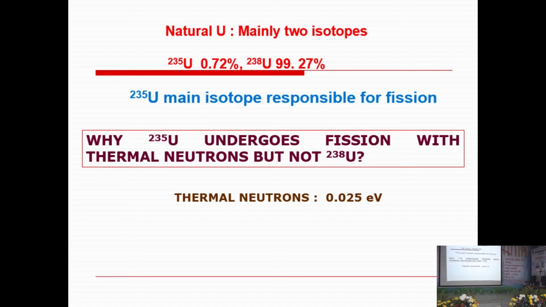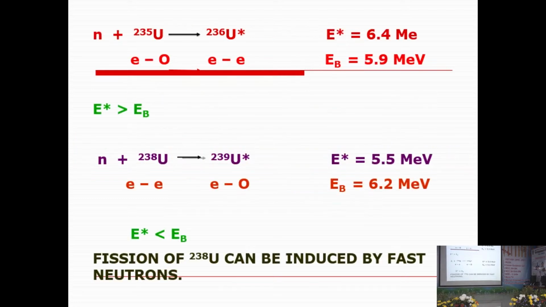Why does uranium-235 only undergo fission with thermal neutrons, but not uranium-238? The thermal neutron's energy is only 0.025 electron volts. When a neutron is bombarded onto uranium-235, which is even-odd, meaning an even number of protons and an odd number of neutrons, the compound nucleus forms and the mass number increases by one. Now in this case both are even. As explained earlier, when the nucleons are even, it gets additional stability. Now the compound nucleus will be more stable.